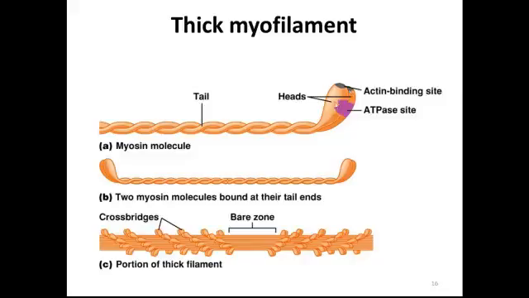The two purple sites are the ATPase site, where ATP is hydrolyzed to provide energy. In the middle, it shows that the myosin has a long tail and then two sides. Each side has two heads. So that is how the thick filament is collectively formed at the bottom.